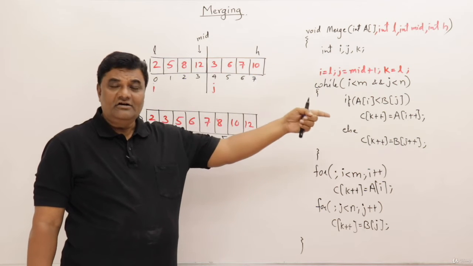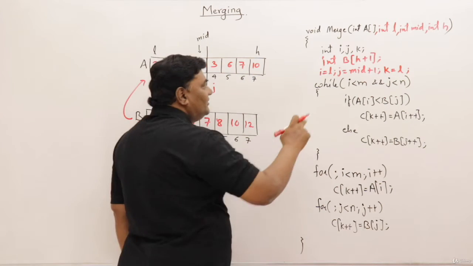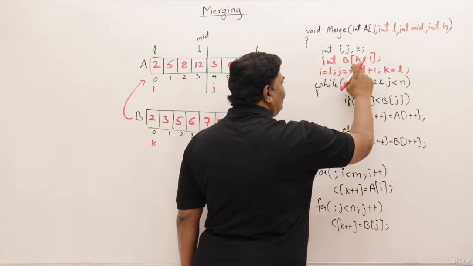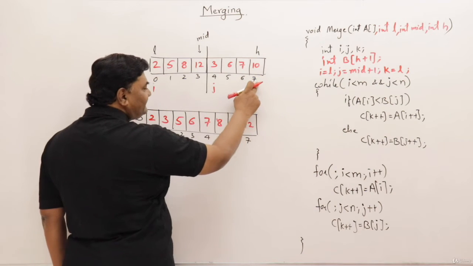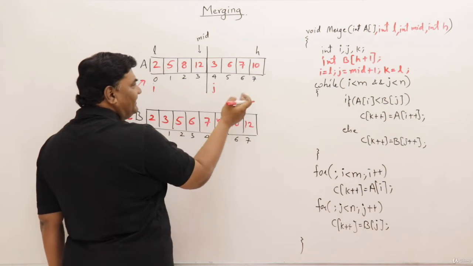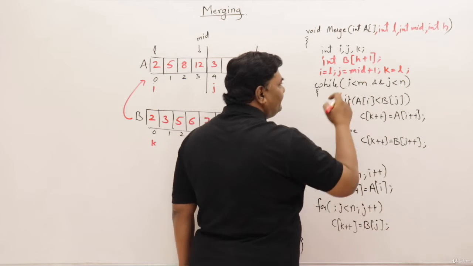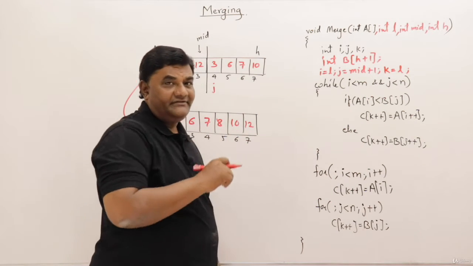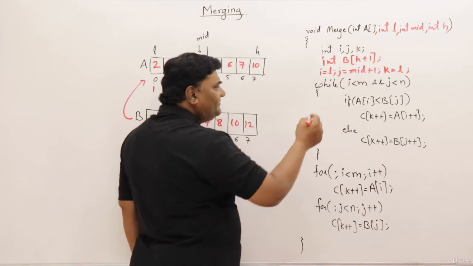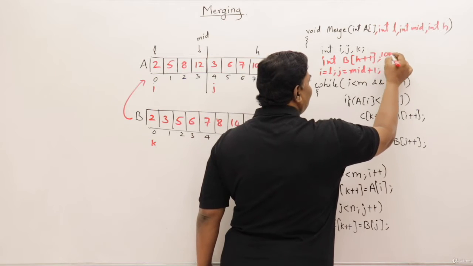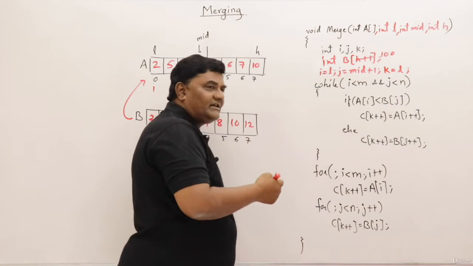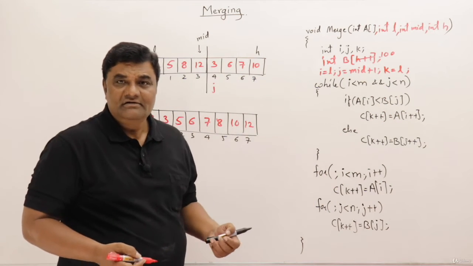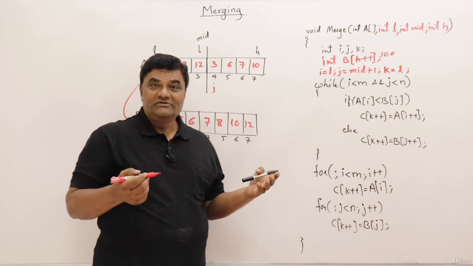So let us create an auxiliary array B. Here I am creating an array B of size h plus 1 because high is till 7. So I need an array of size 8. So h plus 1, 7 plus 1, 8 I have given. Otherwise you can take one bigger size array, let us say 100. Instead of h plus 1 you can take a large size array, if you don't bother about space.